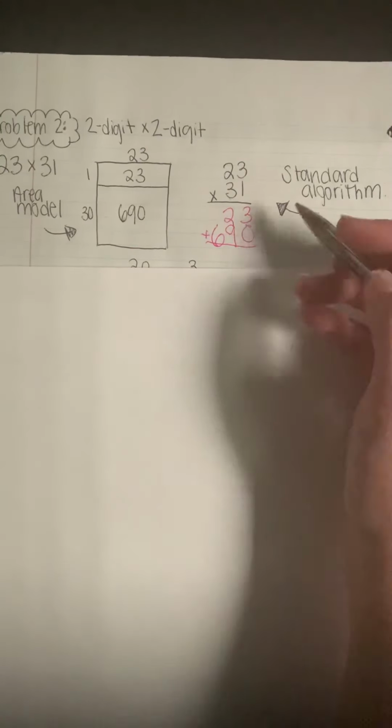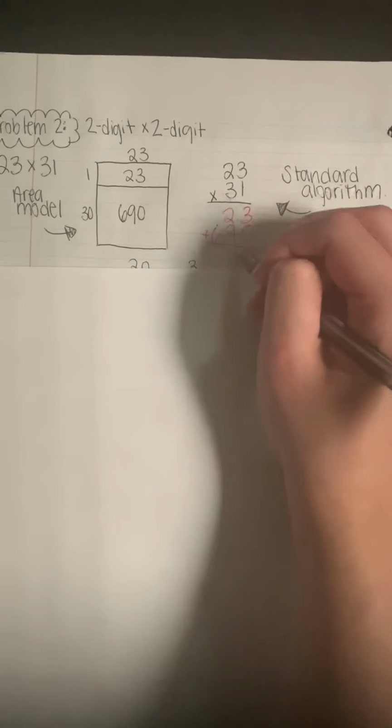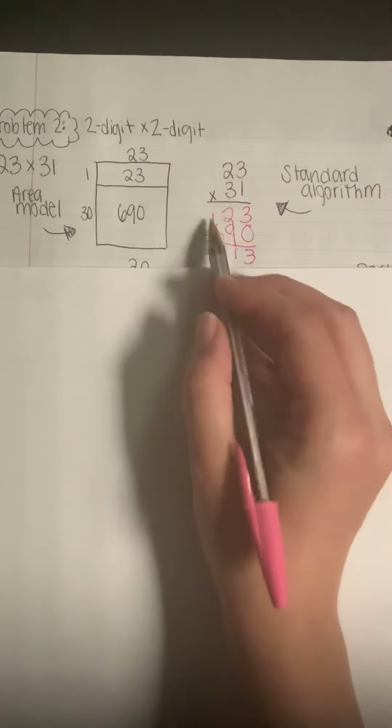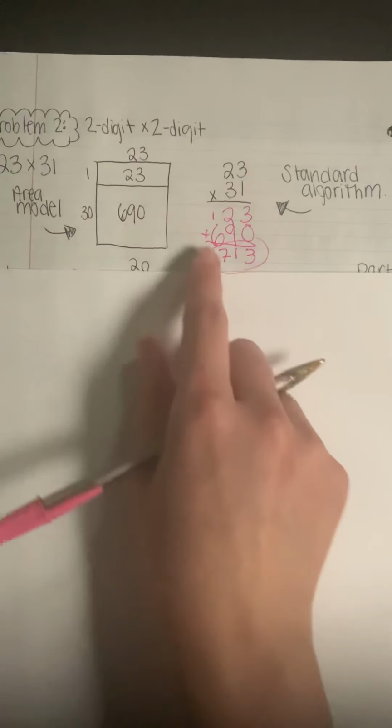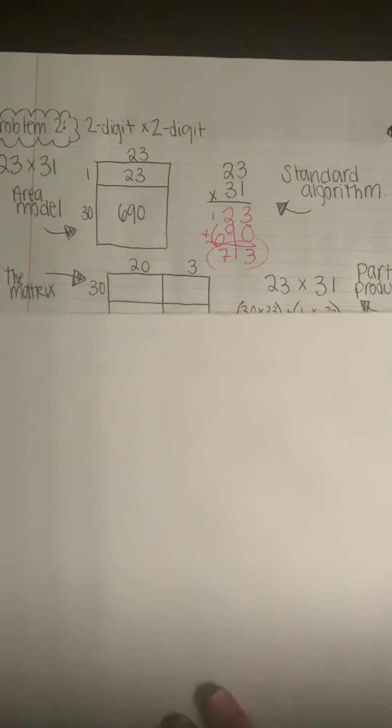Now I add 3 plus 0 is 3. 2 plus 9 is 11. Carry the 1. 6 plus 1 is 7. So our final answer in this is 713. If we add this, we'll also get 713. And I'll show you 2 more strategies.